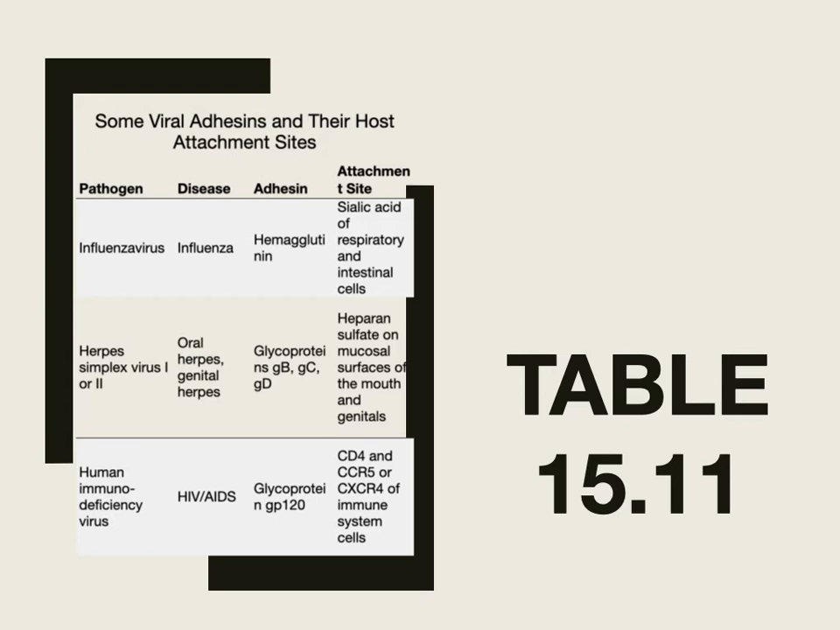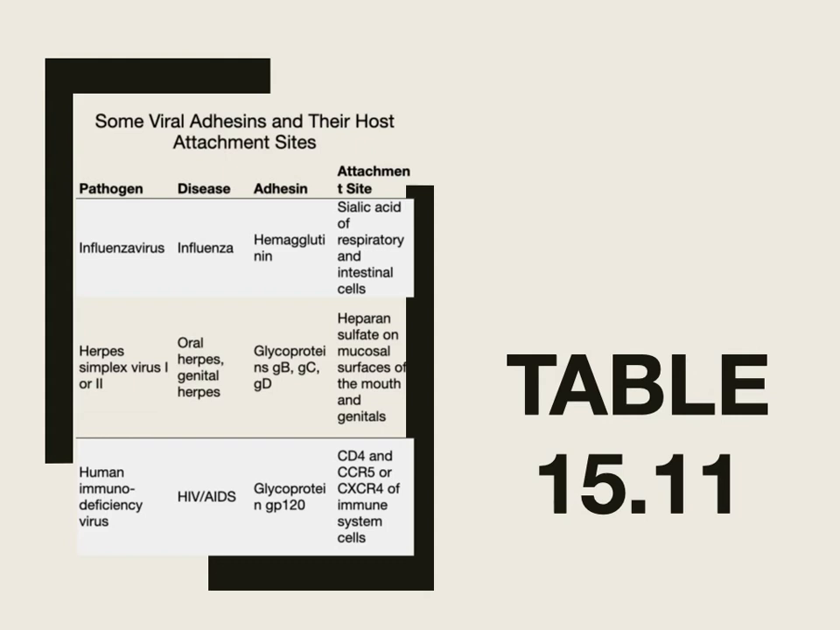H1N1 is the first hemagglutinin, first neuraminidase characterized, and that's actually back to the 1918 flu that was pretty widespread. And from there, additional hemagglutinins and neuraminidases have been identified. These hemagglutinins bind to specific receptors on respiratory cells and intestinal cells in specific hosts.